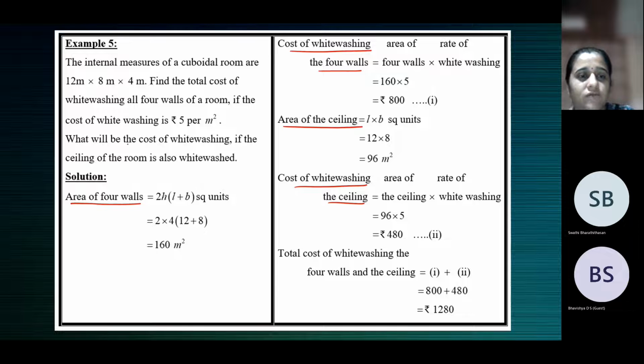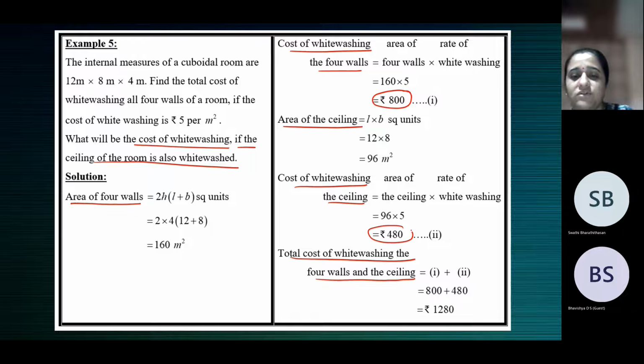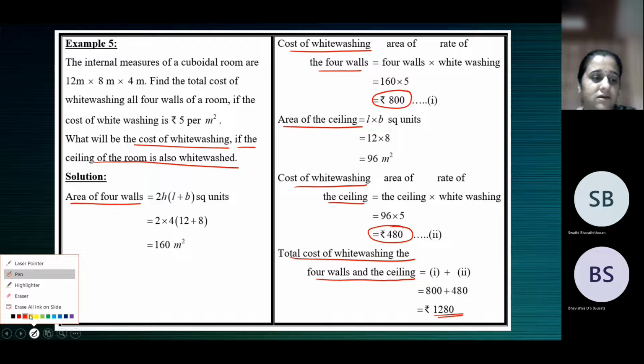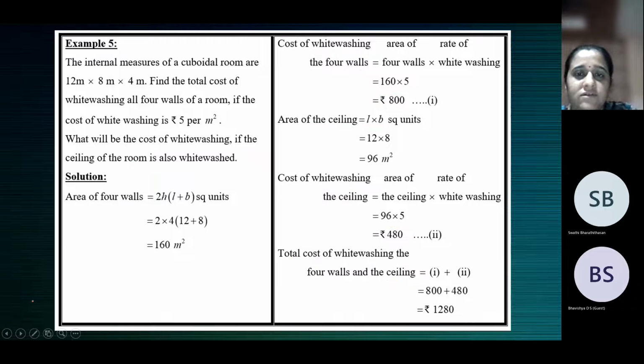Now, the question is, what will be the cost of whitewashing if the ceiling of the room is also whitewashed? So you'll have to find the total cost. So the total cost of whitewashing the four walls and the ceiling will be, this is the cost for whitewashing the four walls, and this is the cost for whitewashing the ceiling. So add both, this will be the total cost. Is it clear, children? The answer?